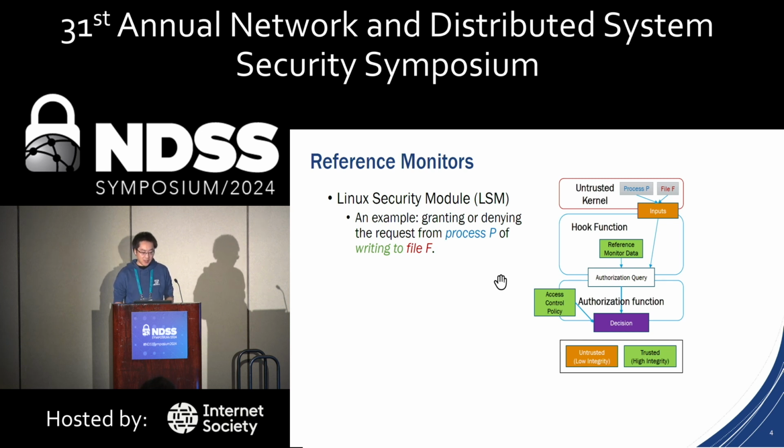The workflow of such checking, as we demonstrate with the figure here, is that the untrusted kernel gathers the information of the corresponding subject process and the object file, sometimes even the operation, and passes them into a hook function of the LSM. The hook function's responsibility is to read these inputs, form an authorization query, and pass the query into the authorization function. Finally, the authorization function will make the decision of granting or denying the permission based on the predefined access control policy.